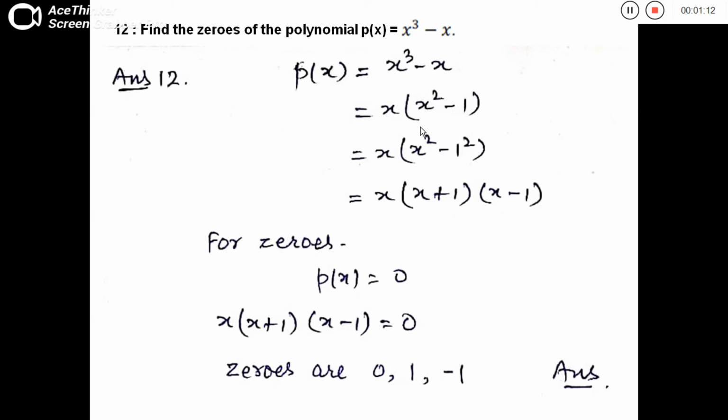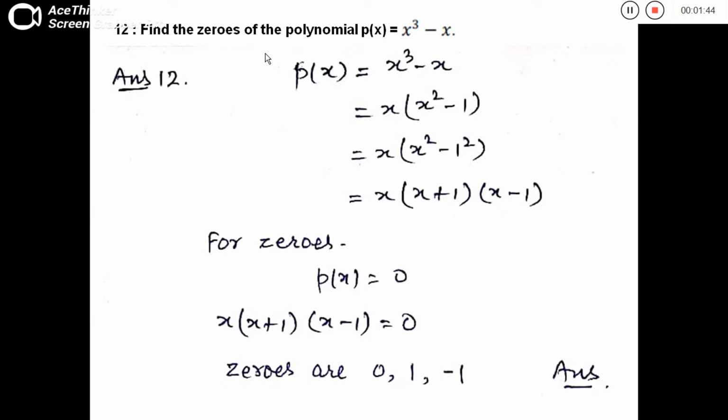Now this x square minus 1 can be written as x square minus 1 square also. Now this bracket is in the form of a square minus b square. As you know the formula, a square minus b square equals (a plus b) into (a minus b). Therefore, the factors of x cube minus x are: the first factor is x, the second factor is x plus 1, and the third factor is x minus 1.